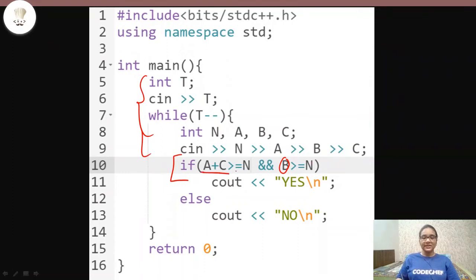Now A plus C also has to be greater than or equal to N, which means the total of fruit and fish has to be at least N in order to prepare both the dishes. You can see that I've placed an AND here. If both the conditions are true, then our answer will be yes, else the answer will be no. So that's it. This is the code. You don't have to do anything else.